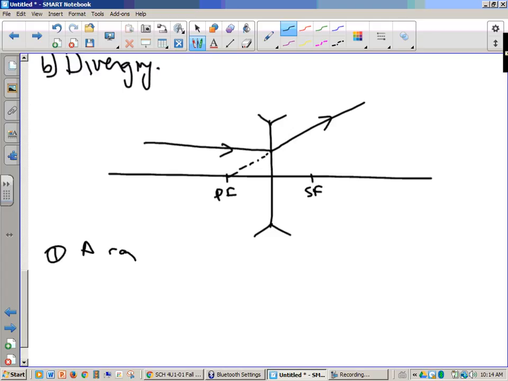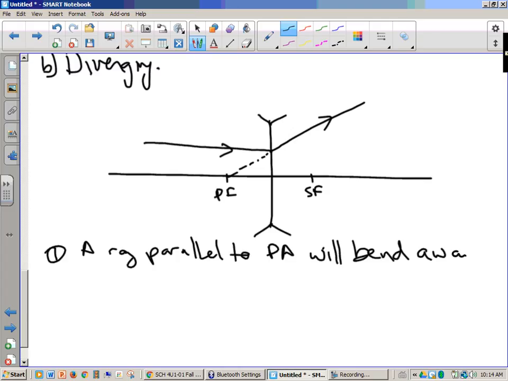A ray parallel to PA will bend away as if to come from PF.